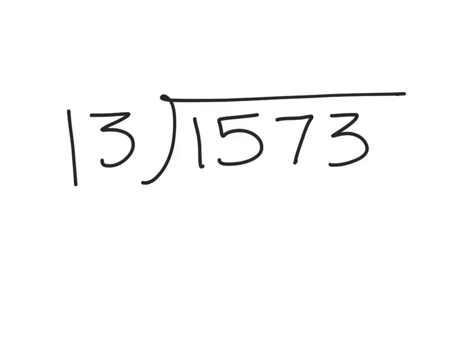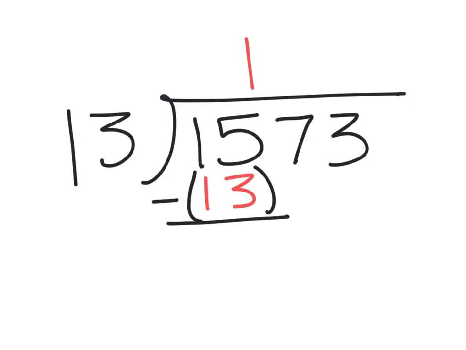Well, if 13 can't go into 1, can 13 go into the first two numbers, 15? Well, yeah, it can go in there once. So I put a 1 on top here. And then I take 1 times 13, and that gets me 13. Now, what I like to do is wrap this in parentheses and put a minus sign there. The reason we're wrapping in parentheses is because we always have to distribute, and that'll come into play in a few moments. So now I subtract: 15 minus 13 is 2.